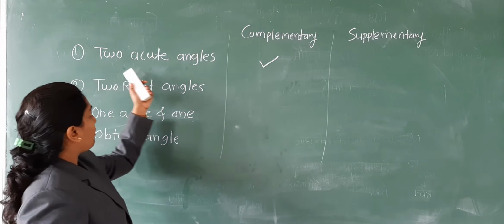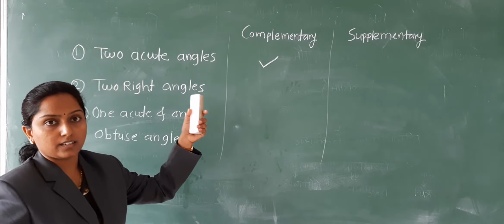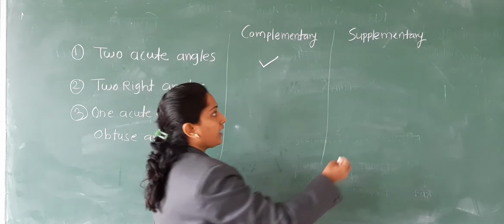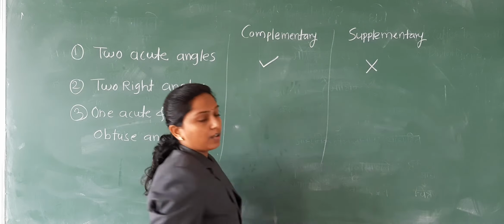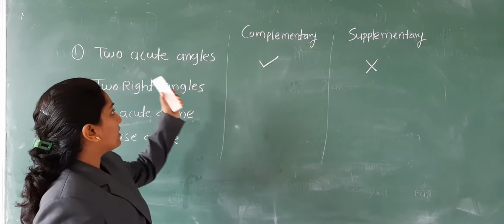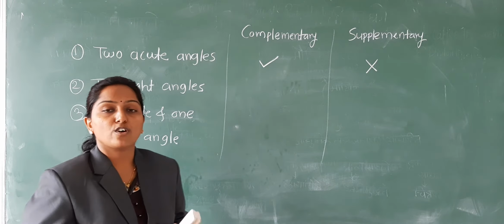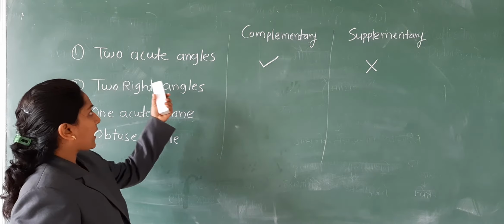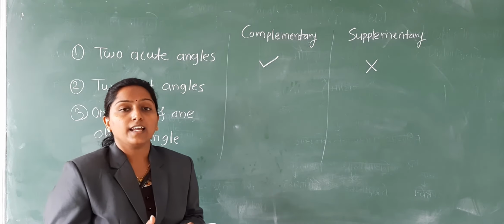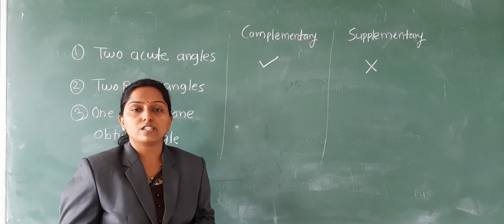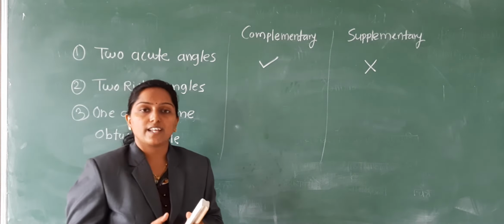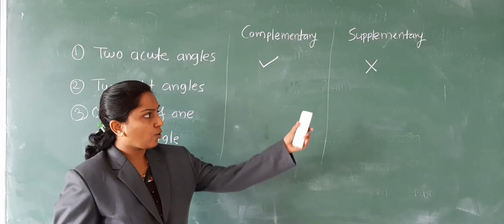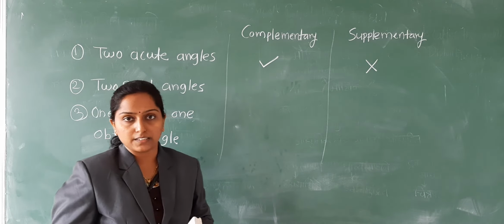But if we take two acute angles, can we make a pair of supplementary angles? No, we can't, because for supplementary angles we need a sum of 180 degrees. If we take two acute angles, each less than 90, then it is not possible to make a sum of 180. So this condition is not satisfied, it is not possible for supplementary angles.